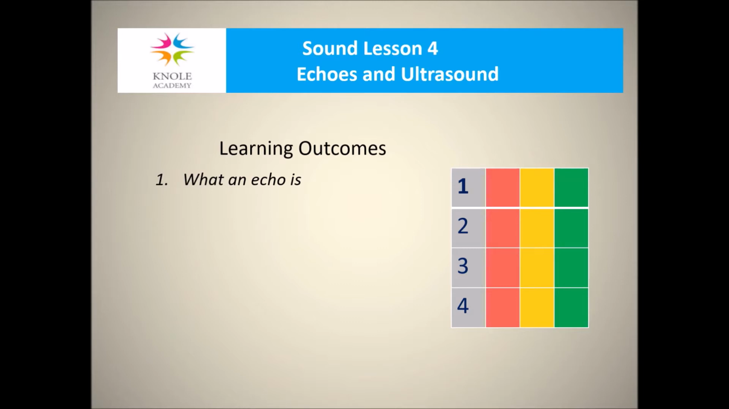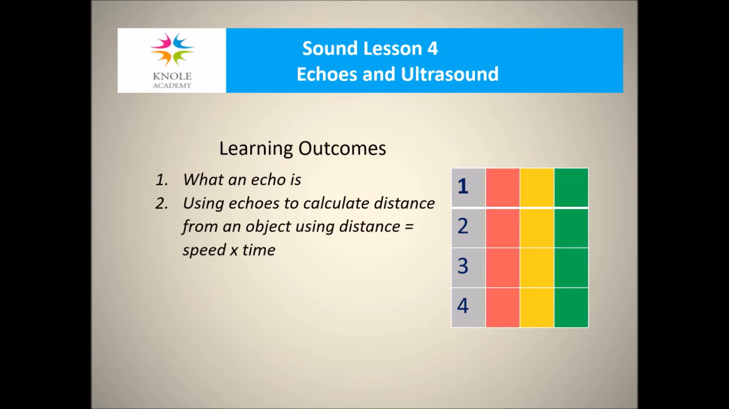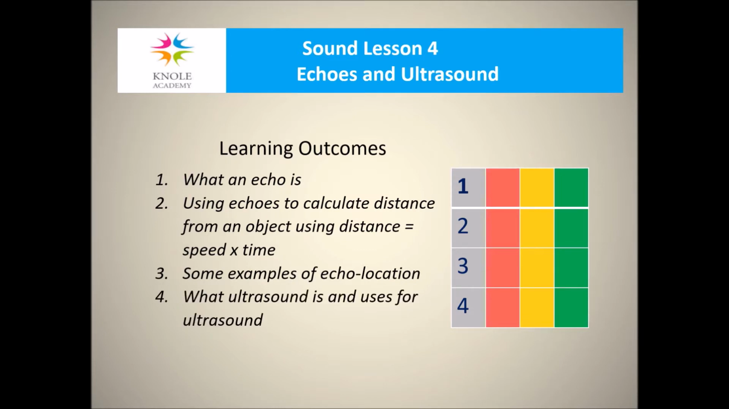So we need to know what an echo is, how to use an echo to calculate the distance from an object using the formula we did before, distance equals speed times time. We need to look at some examples of echolocation and what ultrasound is and some uses for ultrasound.